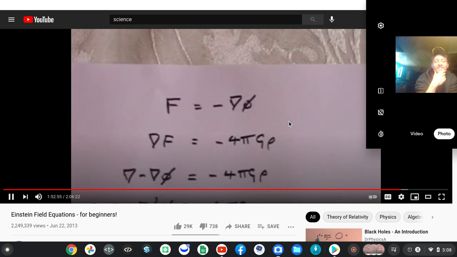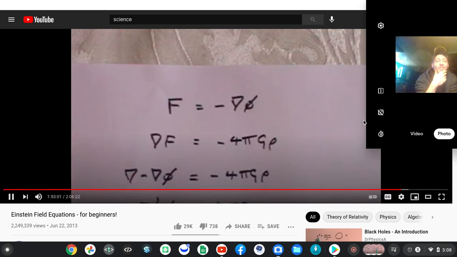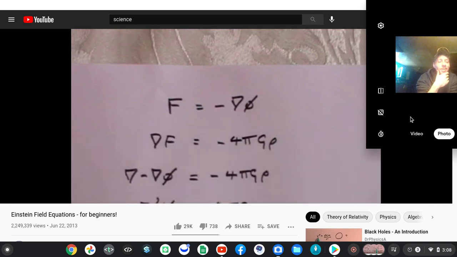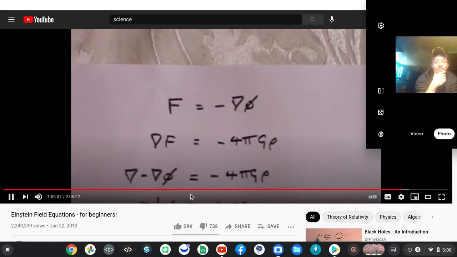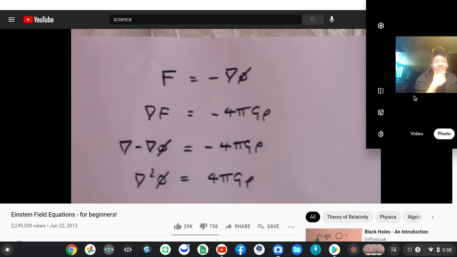Consequently, if the force is minus the derivative of phi, the derivative of force is minus the derivative squared of phi, and that equals minus 4 pi G rho. In other words, the derivative squared of phi, the potential, equals 4 pi G rho.